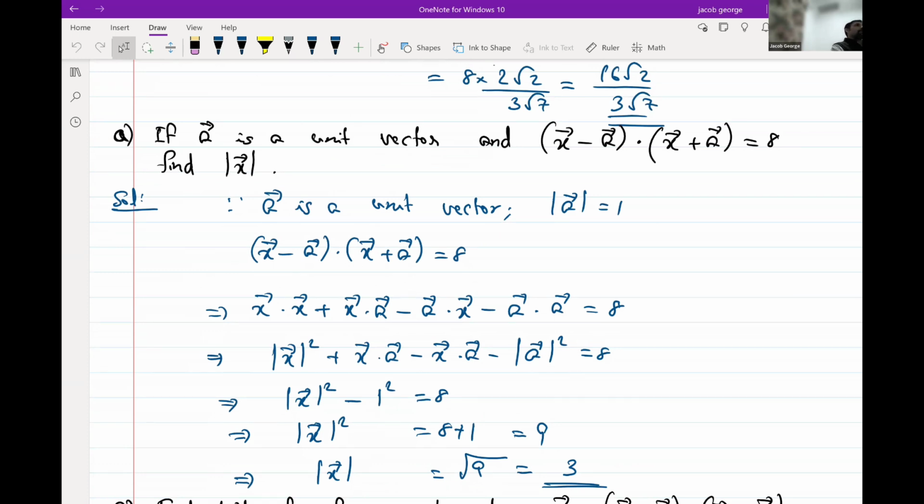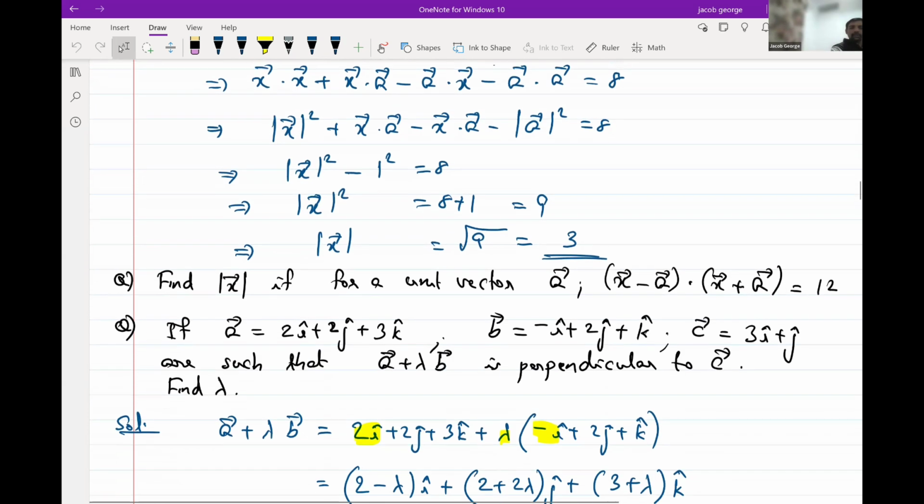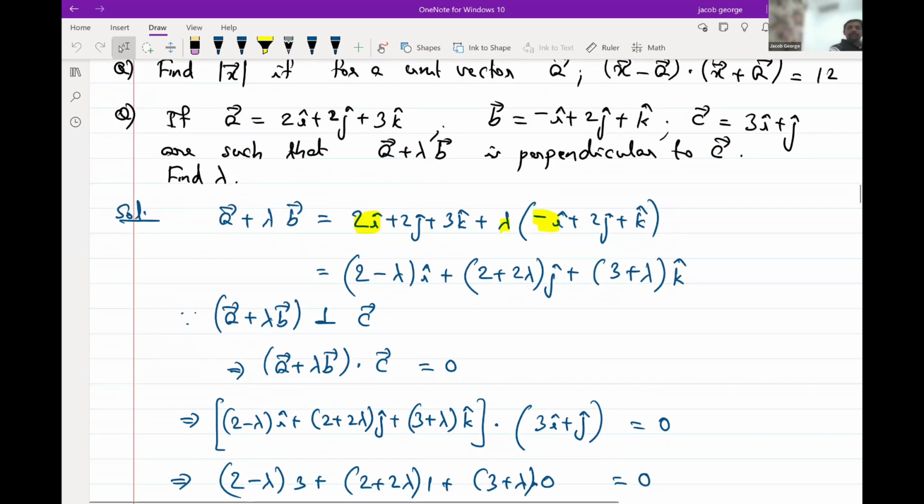When a vector is a unit vector, its magnitude is 1. So based on that, this question is also a 2-marker type of question. So all these are clear, right? Basic questions are all okay, and this is there in some past papers.